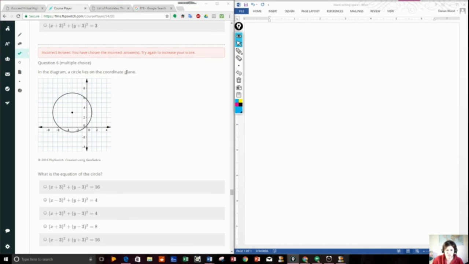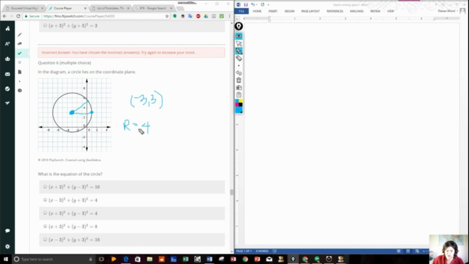In the diagram, a circle lies on the coordinate plane. What is the equation of the circle? Okay, well, let's identify its center point, which is at -3, 3. And what is its radius? Well, let's count from anywhere it touches on one of these solid grid lines. I wouldn't want to use the other points because I can't count those. That's why I'm going to find where it intersects on a solid grid line, because I can count that. So I can count 1, 2, 3, 4.